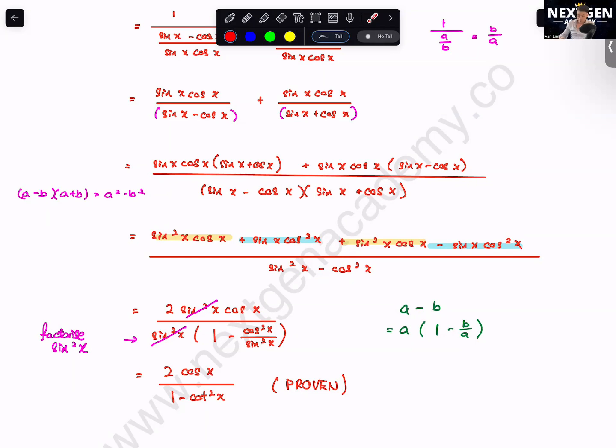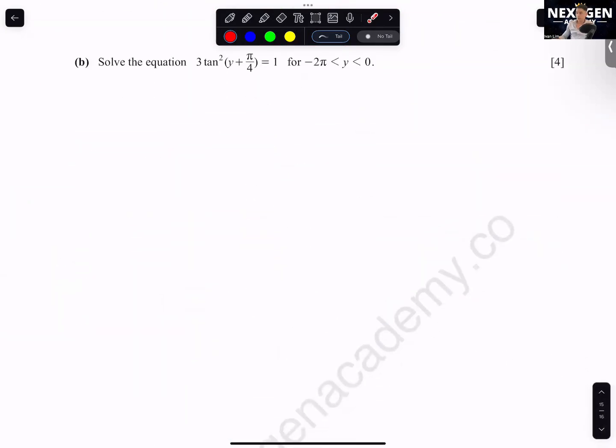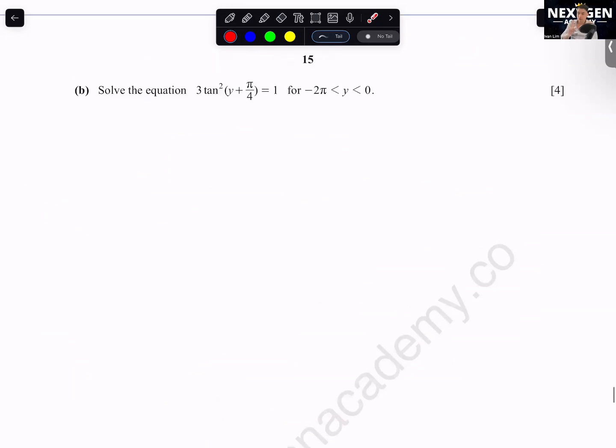Okay, Marvin, wait. Okay, last one. Come, let's go. Okay, question B. Okay, do you all get this answer or not? So like what I mentioned, right? Every single set of paper, okay, you will confirm have one solving trigo question. This one is the weird kind, okay? The weird kind that angle and the domain that they give you.